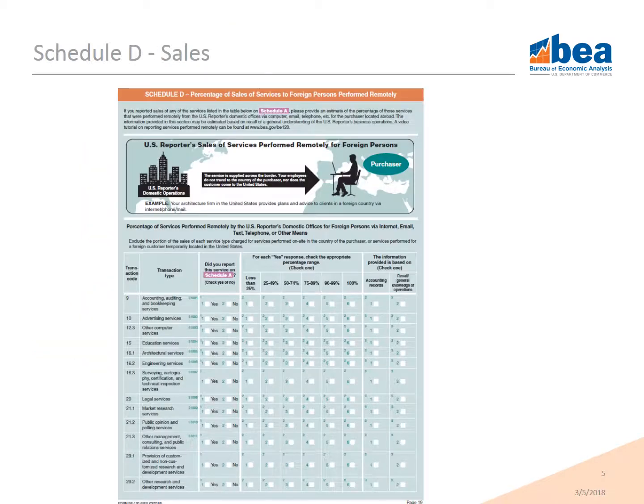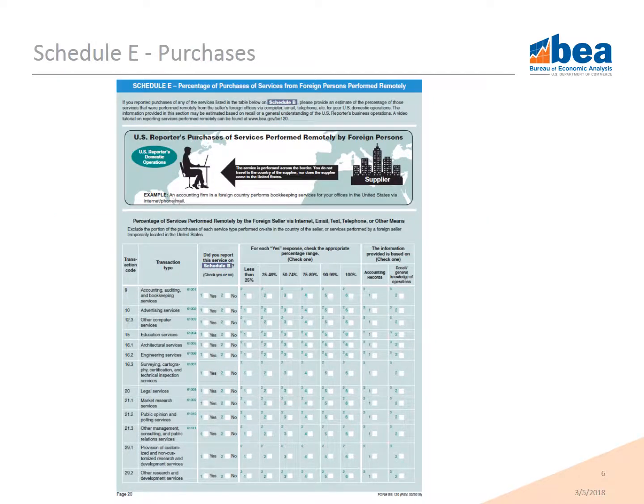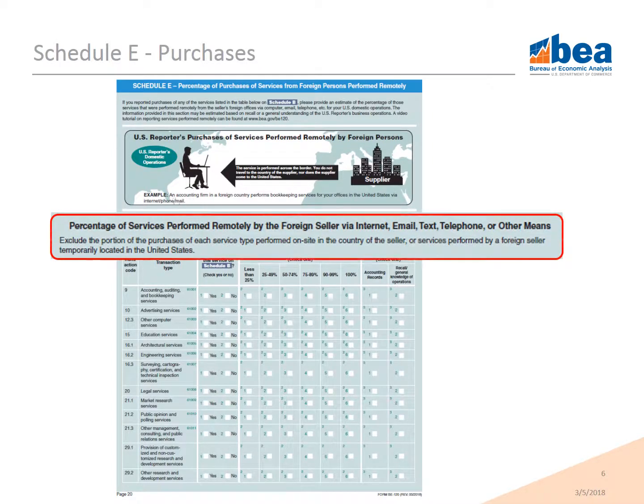Schedule D requests that respondents provide an approximate percentage of their sales of those specified services that were performed remotely via internet, email, text, telephone, or other means. Schedule E requests that respondents provide an approximate percentage of their purchases of those specified services that were purchased remotely via internet, email, text, telephone, or other means.